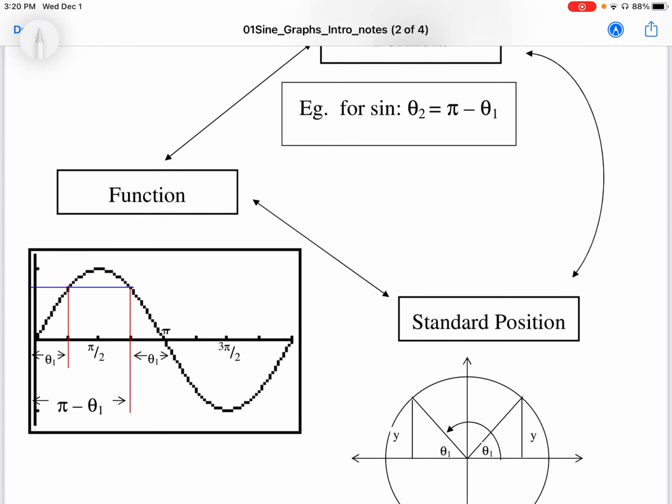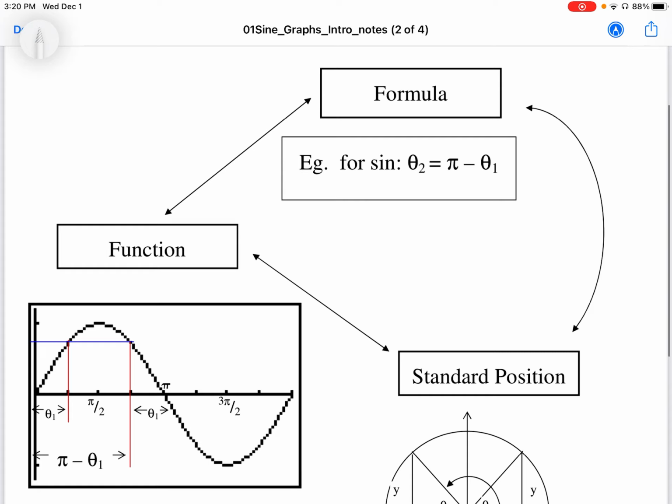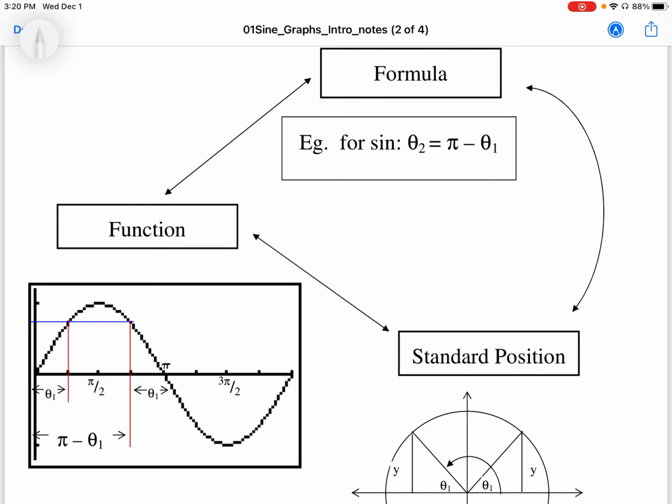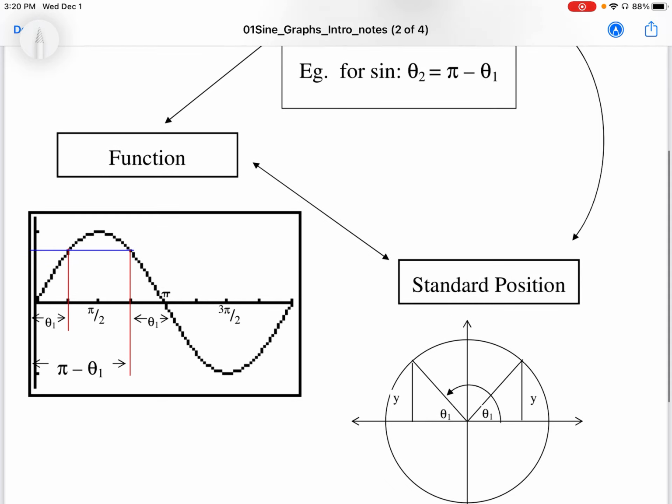And again, later on, we're going to connect this to identities, or the formulas. And the concept in the formulas can be expressed in the function or graph. It can also be expressed in standard position. And the more connections we can make, the better off we're going to be.